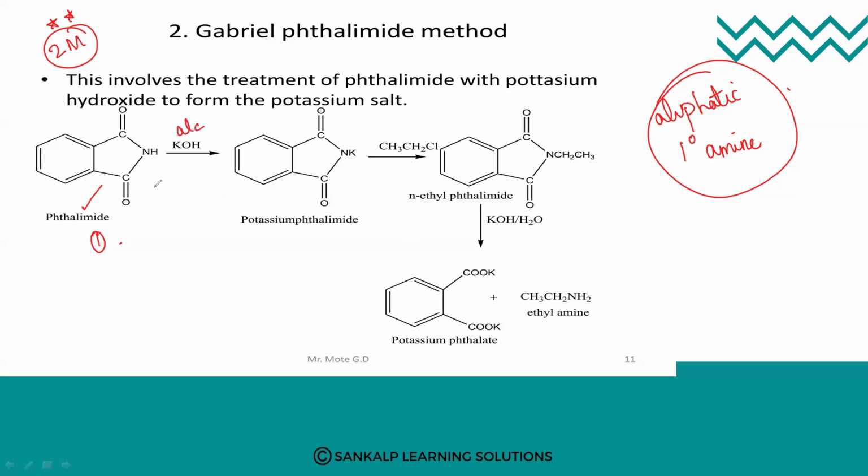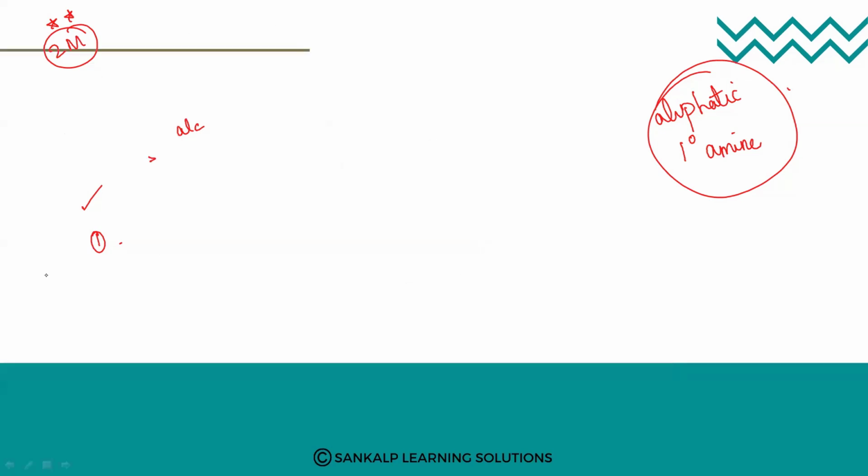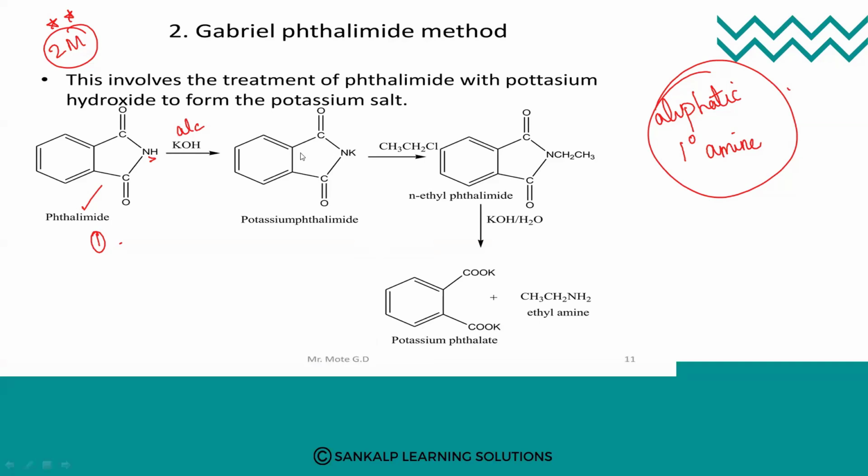What is happening here? Whatever the free hydrogen is there, it will be replaced by potassium. So what we get is potassium phthalimide. Our hydrogen is replaced by K, so the rest of the compound will remain the same. You are going to get potassium phthalimide.